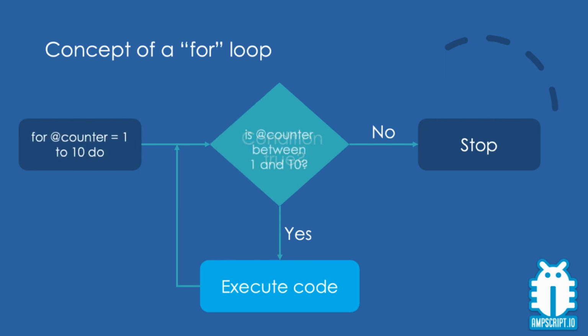That's why in AmpScript, the condition evaluated in a loop is whether a predefined number of iterations has already been reached. In this example, we set the starting index as 1 and the ending index as 10. The loop will run and execute the code inside the loop 10 times, until the condition no longer evaluates to true.